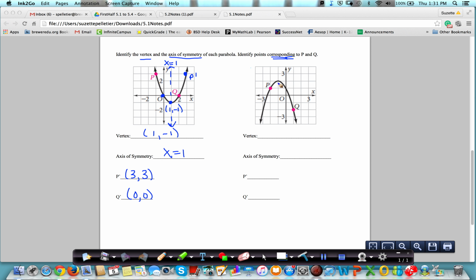Okay, last example. Here's your vertex. Backward 1, up 2. So (-1, 2). The axis of symmetry is going to be found right here at x equals -1. I'm going to reflect P 1 unit to the right over the line of symmetry. So P prime is at (0, 1). And Q is 2 units to the right of my line of symmetry, so I'm going to reflect it 2 units to the left of my line of symmetry, and that from my origin is back 3 and down 2. So back 3, down 2.